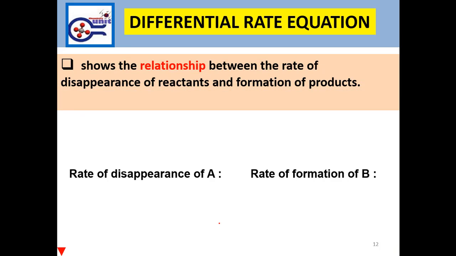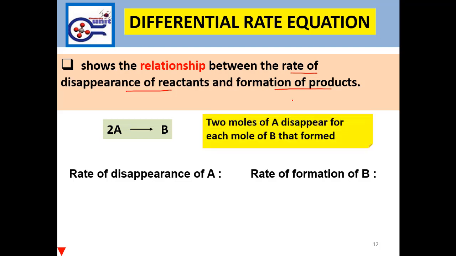So the next thing we need to know now is differential rate equation. Differential rate equation, dia basically shows the relationship between rate of disappearance of reactant, maksudnya rate berapa banyak reactant kita berkurang, dan rate of formation of product, berapa banyak produk yang terhasil lah. So kita tengok contoh ni. From the equation, contoh yang dia bagi ni, setiap 2 mol A berkurang, 1 mol B akan terhasil. And how to write?